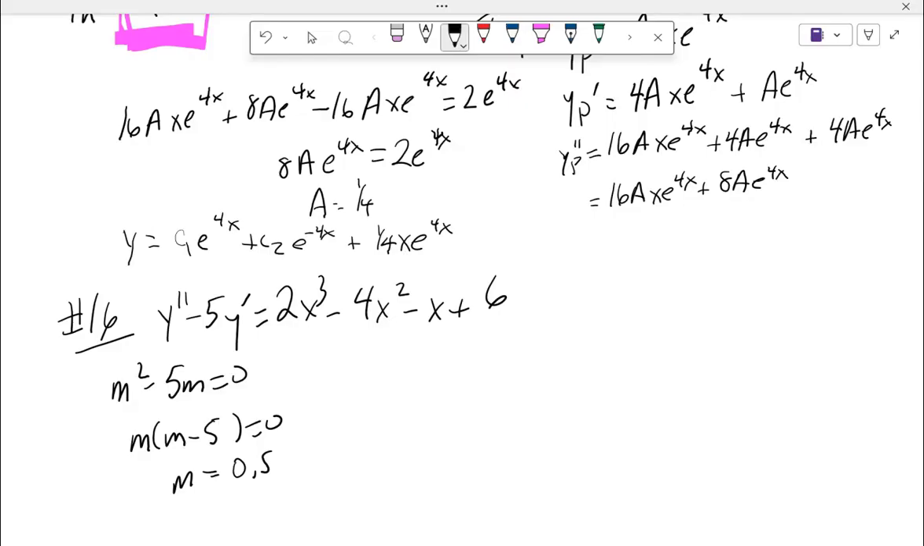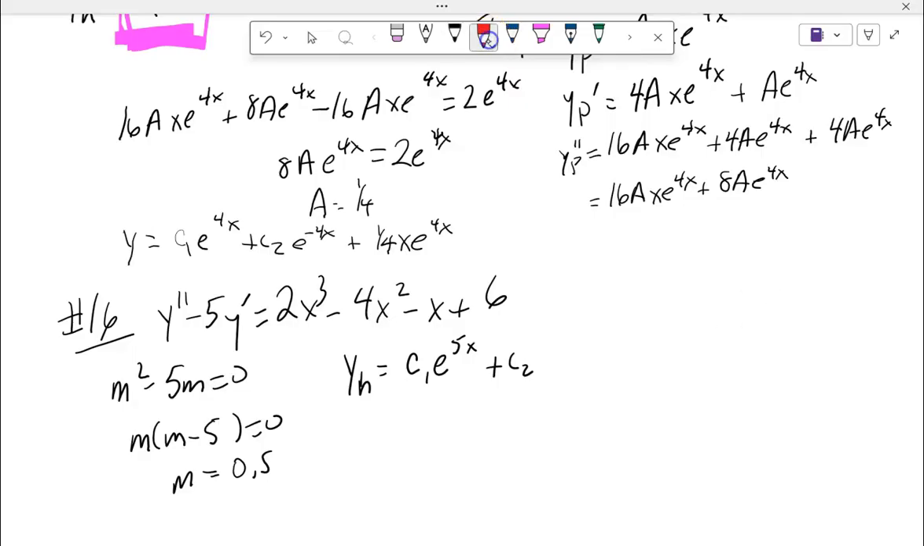Which means our homogeneous solution looks like what? C1. Okay. Plus a C2, good. So it's C2 e to the 0x, right? So I got that extra constant on the end. All right. So far, so good?